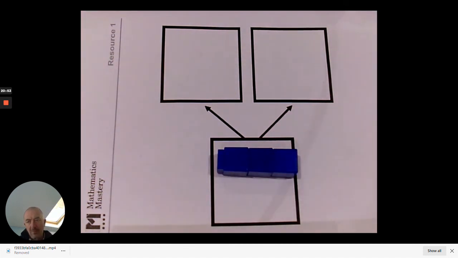Fantastic job, everyone. Well, that concludes our learning together today on combining 2 parts, including 0. We thought we'd get a little bit tricky there for you today.